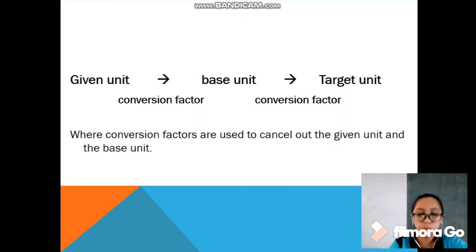Okay? So for the multi-step dimensional analysis or multi-step conversion, we have here the given unit. Then you are going to use the base units or any conversion factor that can be used in order to get the target unit. So these conversion factors are used to cancel out the given unit and the base unit. So take note, all of the units that you used should be cancelled out, so that what remains is only the target unit. If it is not yet the target unit, you still need to use other conversion factors in order to achieve your target unit. What should remain is only the target unit, okay?